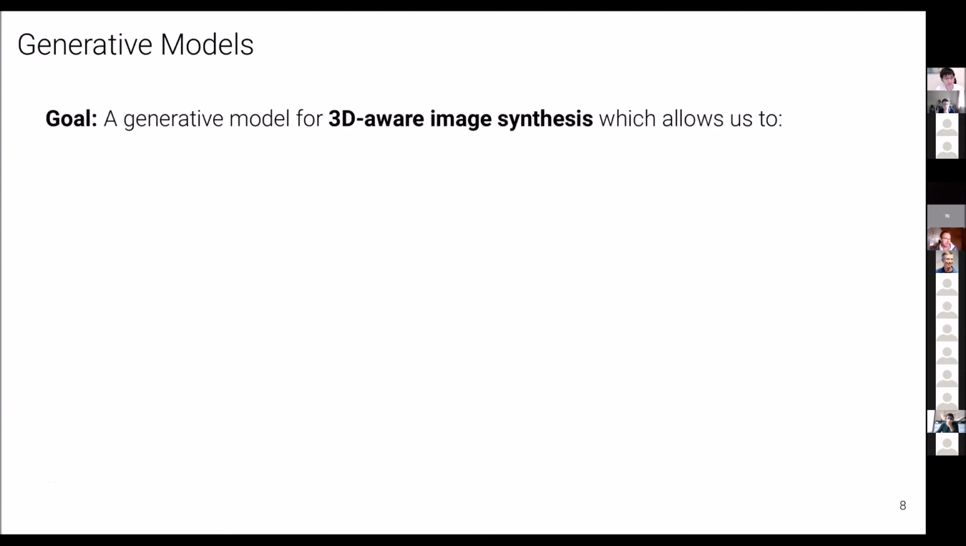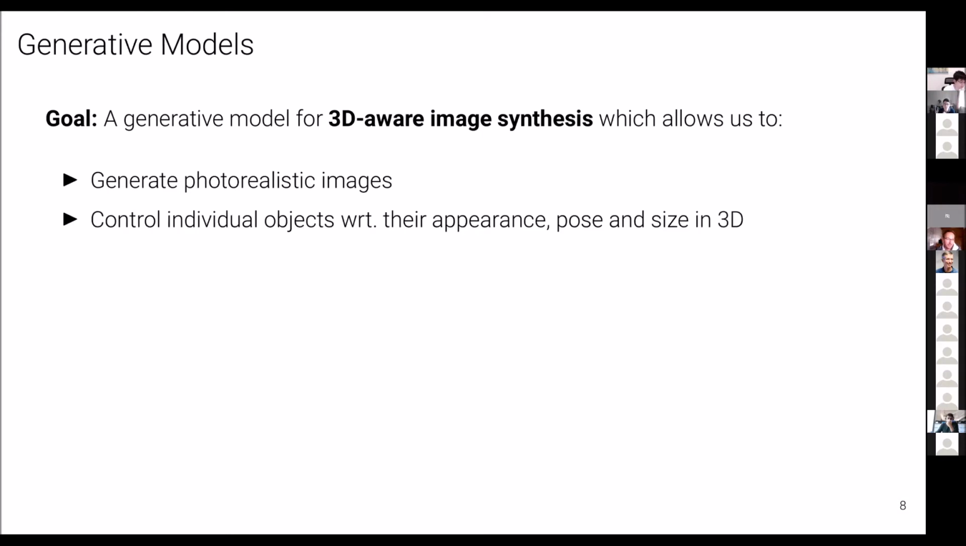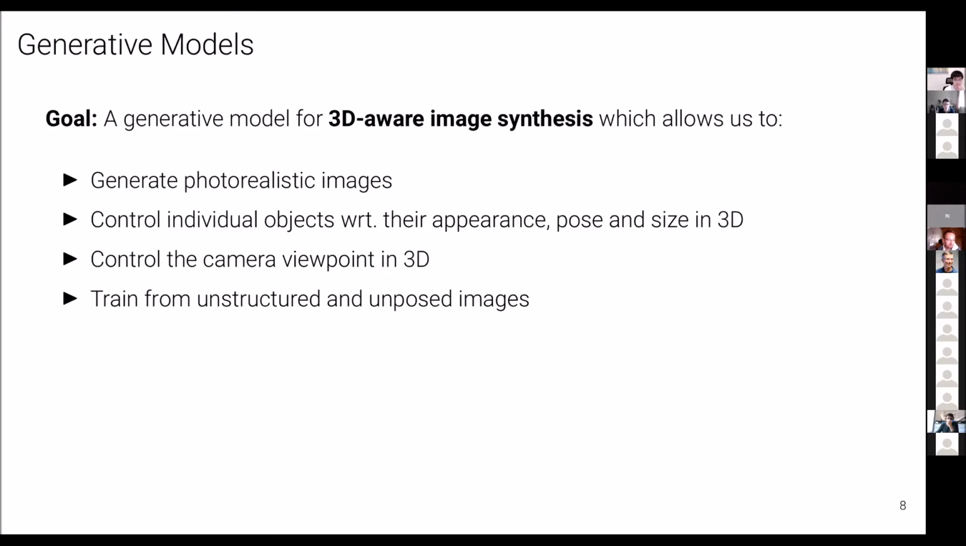So what we were after in this line of research is to build a generative model that is 3D aware and that can do 3D-aware image synthesis. In particular, this model should allow us to generate photorealistic images and control individual objects with respect to intrinsic properties, for example, their appearance, pose, and size in 3D. These are 3D properties, not 2D properties. And then also control, of course, the camera viewpoint in 3D.